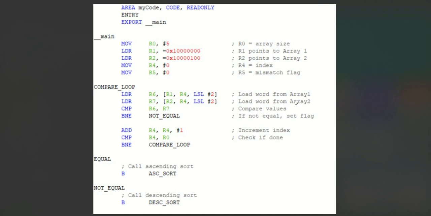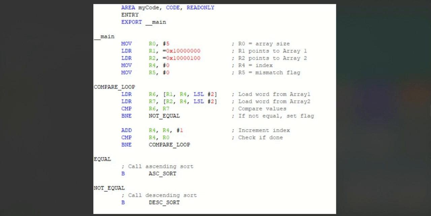Now we move on to our compare loop. LDR R6 loads the current element from array1. LDR R7 loads the corresponding element from array2. CMP R6, R7 compares them. If not equal, it branches to the not equal label. If equal, it continues until all elements are compared. If no mismatches are found, the program jumps to ascending order. If any element does not match, we immediately jump to the descending order.